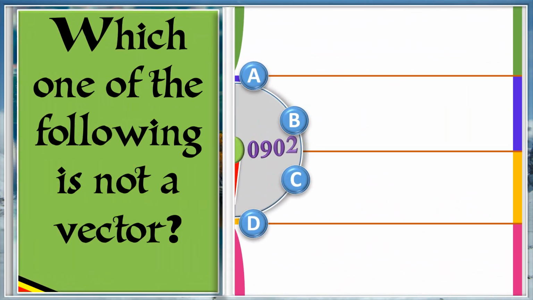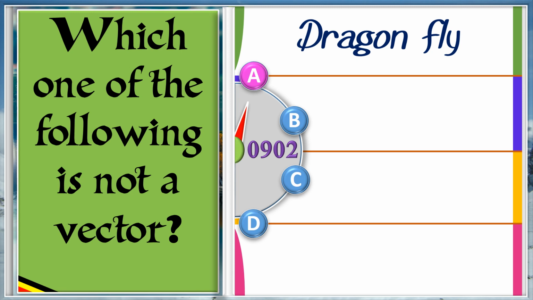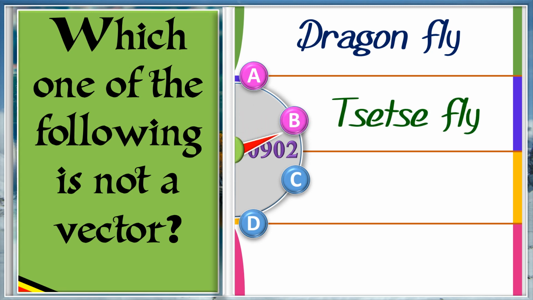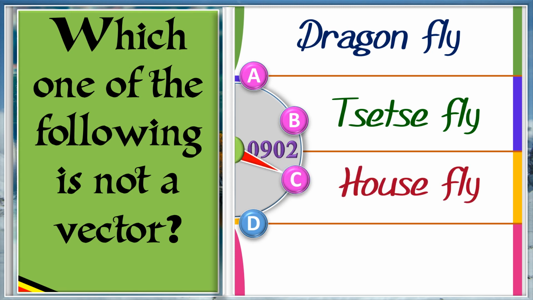Which one of the following is known a vector? A. Dragonfly, B. Sassafly, C. Housefly, D. Tick. And the answer is A. Dragonfly.